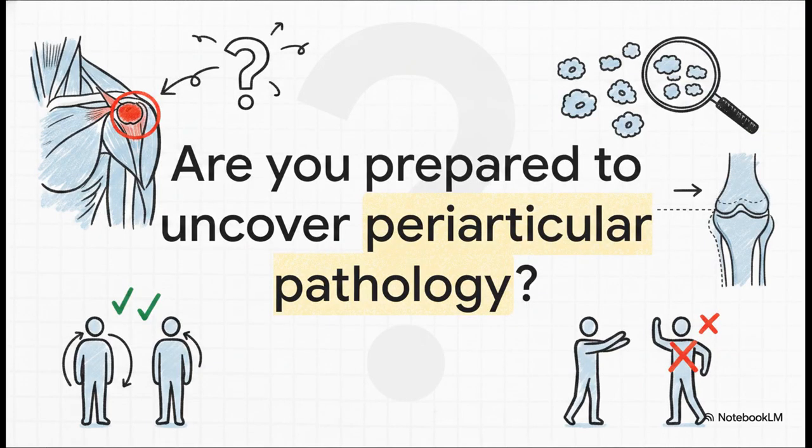So, the big question I want to leave you with today is this. If your patient's passive range of motion is totally normal and completely pain-free, but their active motion hurts like crazy or is severely restricted, are you going to trust your exam skills? Are you ready to look beyond the joint capsule itself and uncover that hidden periarticular pathology?